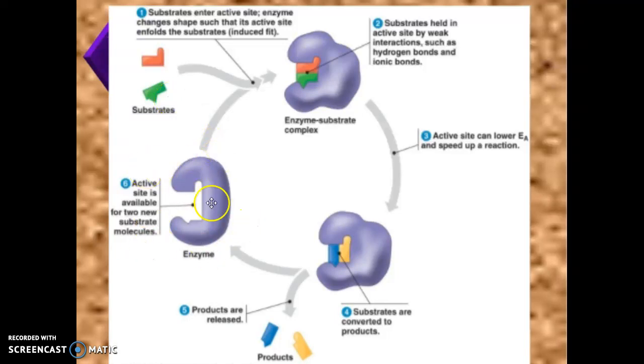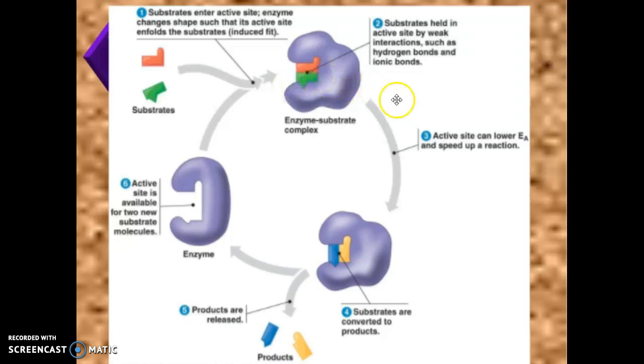So here's our open enzyme. It's got the active site open and available. Our substrates, in this case, it's going to be a complex of substrates that are going to come together, and they're going to bind with the enzyme. Notice that the shapes are facing out.